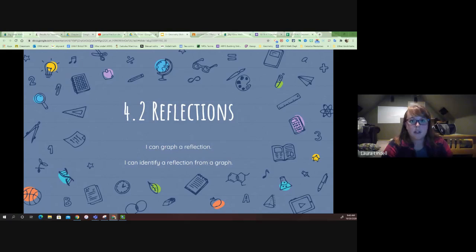So 4.2 is all about reflections. So we're going to get real introspective here. No, we're going to be reflecting like reflecting in a mirror. So today we want to be able to graph a reflection and then also identify a reflection that has happened from a graph.